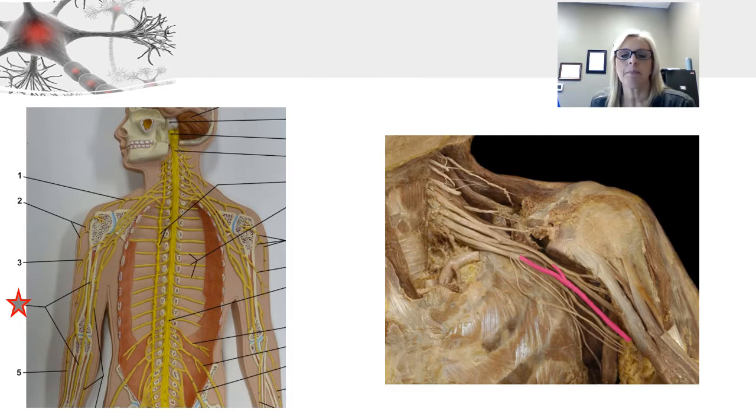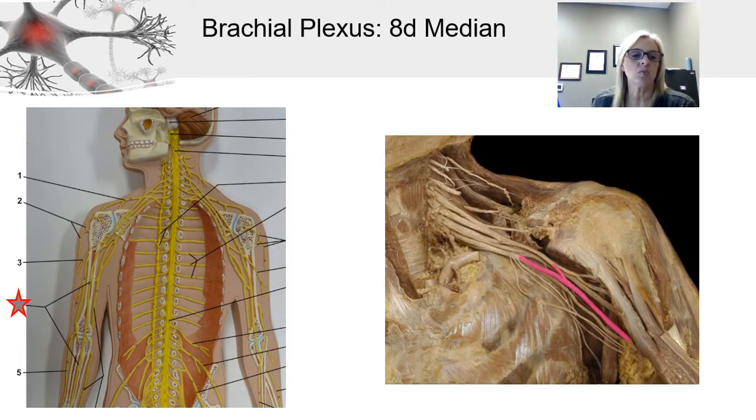Which one is it? This is the median. This one, look, is going down the innermost middle portion of the arm. So it's really good to look at that here on this model. You can see it's in the middle, and here you can see it's kind of feeding off of 2 of the roots there, okay? Or trunks.